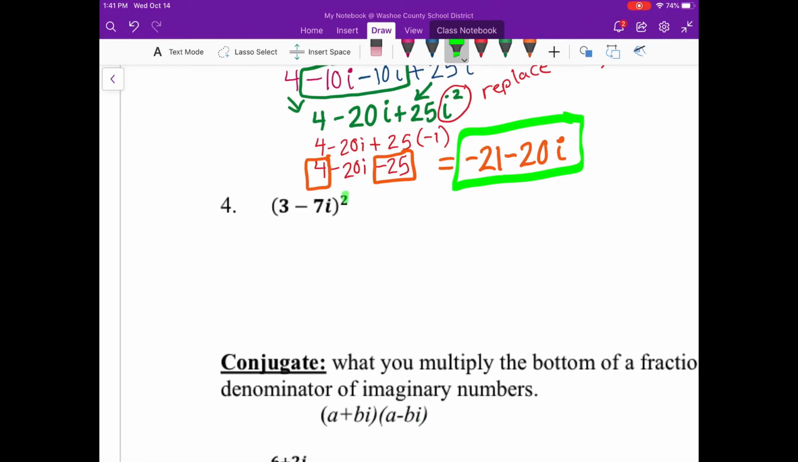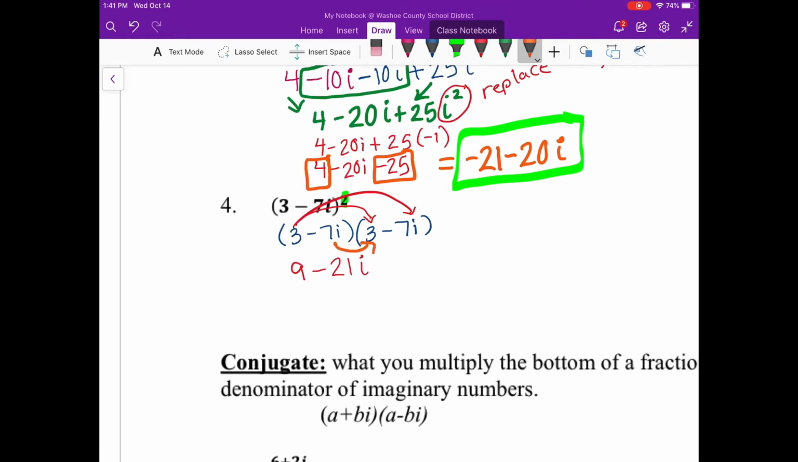So for number 4, we're going to do the same thing. Remember, the squared means that you are going to multiply this term by itself. 3 minus 7i times 3 minus 7i. So I'm going to go ahead and multiply 3 times 3, and that's 9. 3 times negative 7i is a negative 21i.